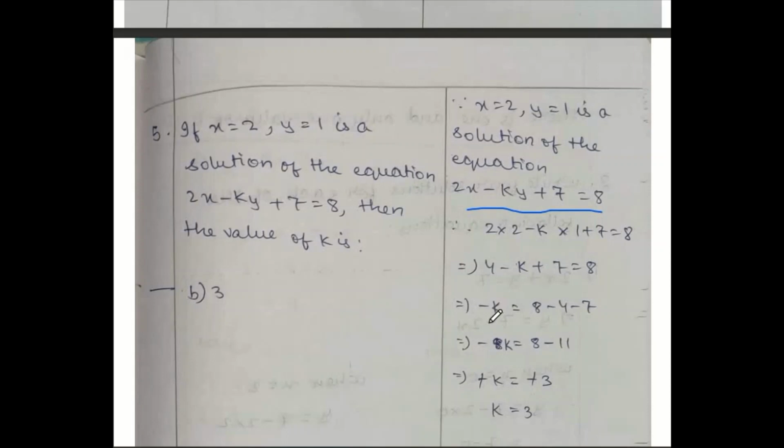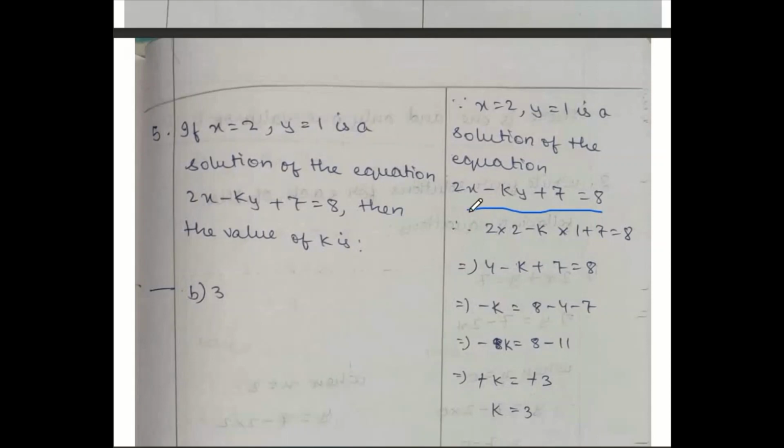Minus k, keep it towards the left side. 4 and 7 send towards the right side. So 8 minus 4 minus 7. Minus k equals 8 minus 11. Minus k equals minus 3. k is coming out 3. So B is the right option for this, 3.